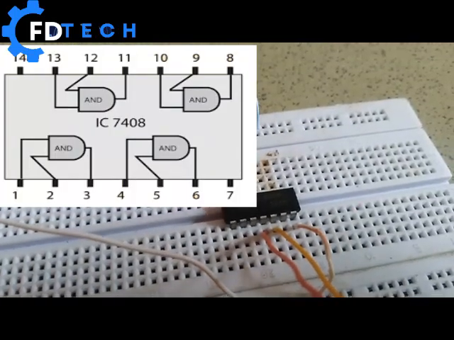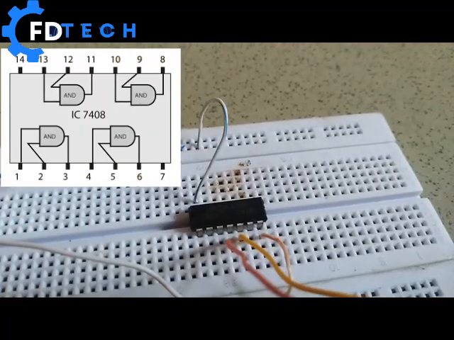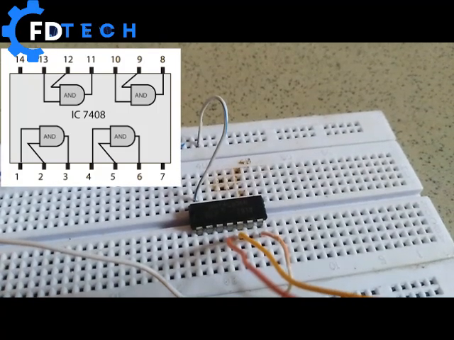Now as you can see, both inputs are being connected. Next we are left with our output, which is pin 6. Our pin 6 will be connected to an LED bulb.